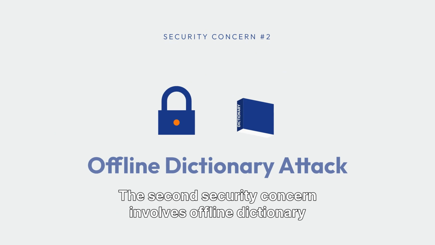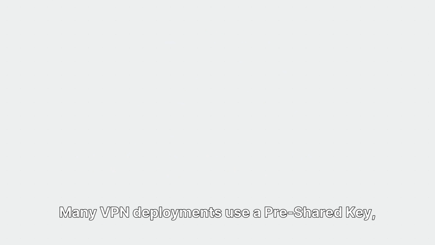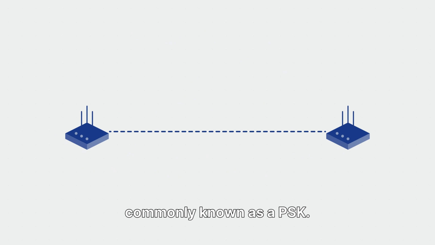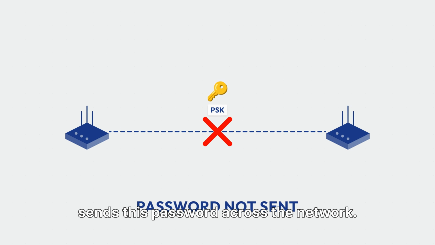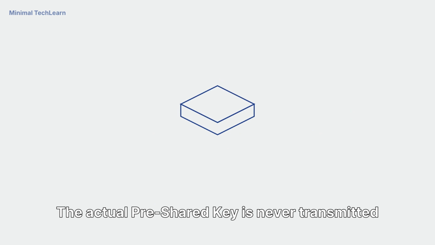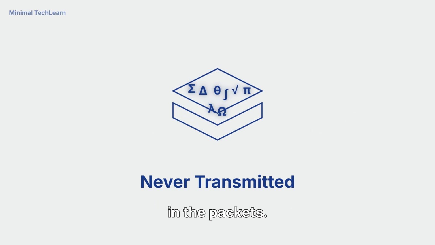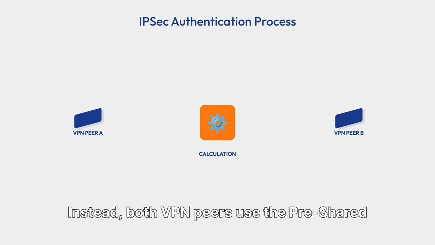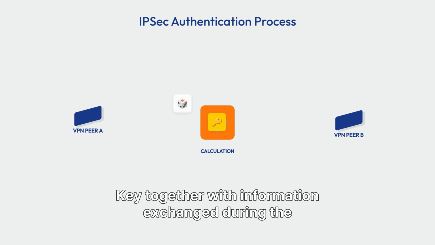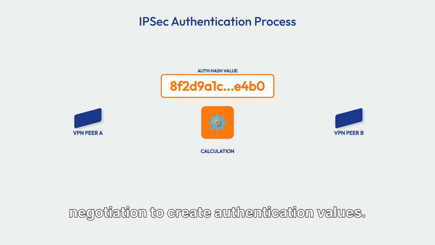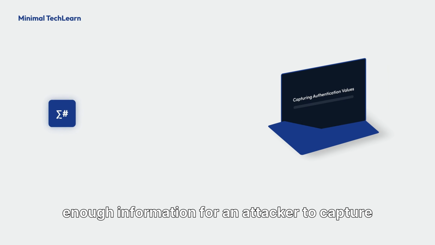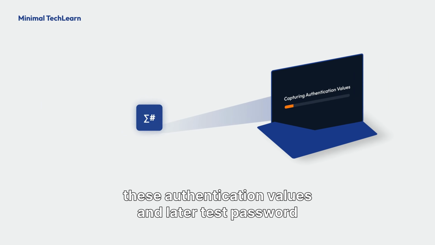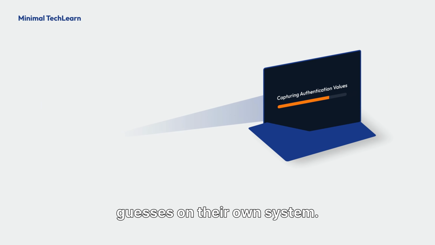The second security concern involves offline dictionary attacks. Many VPN deployments use a pre-shared key, commonly known as a PSK. A common misunderstanding is that aggressive mode sends this password across the network. That is not true. The actual pre-shared key is never transmitted in the packets. Instead, both VPN peers use the pre-shared key together with information exchanged during the negotiation to create authentication values. These authentication values prove that both sides know the same secret. The problem is that aggressive mode exposes enough information for an attacker to capture these authentication values and later test password guesses on their own system.